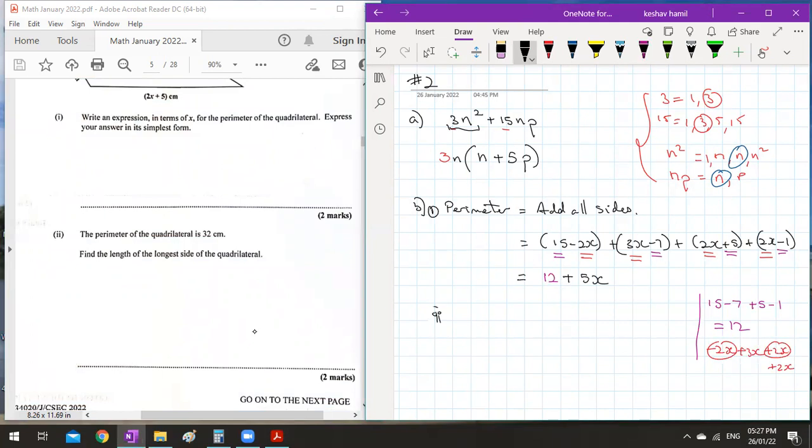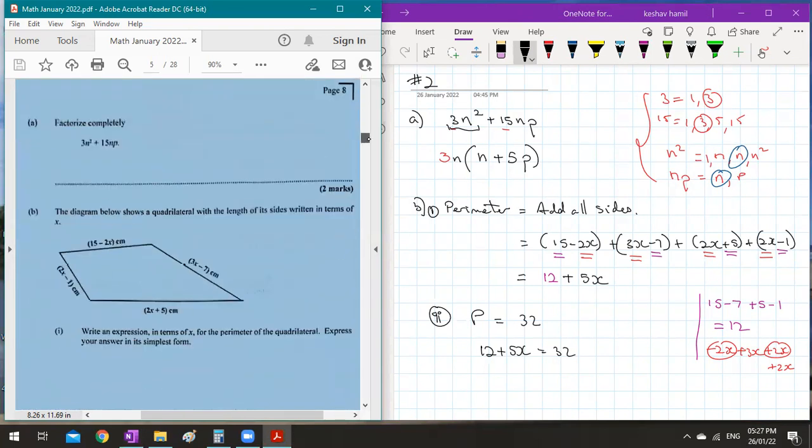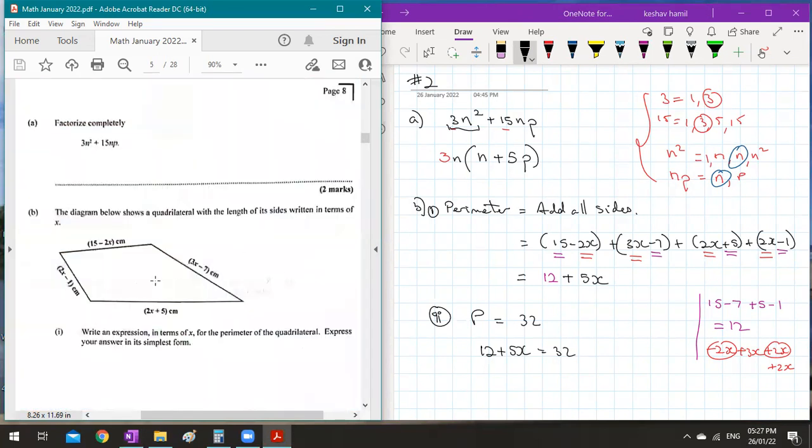Part 2, they told us the perimeter is equal to 32. So therefore, this is equal to 32. Find the length of the longer side. Now, it's not a trick question. They just want us to find the length of the longer side. From the diagram, you will see that this is the longer side. We're just making sure, right?